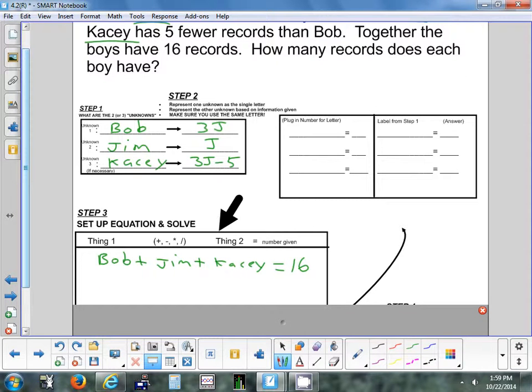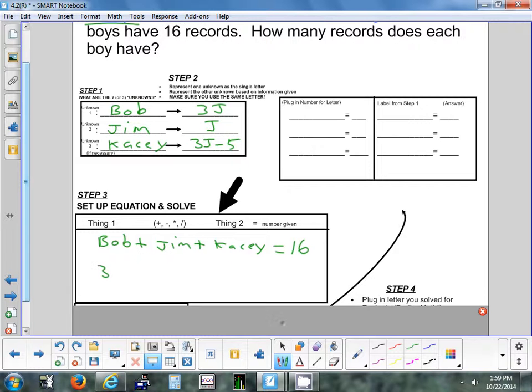Okay, how many does Bob have? 3J. How many does Jim have? J. How many does Casey have? 3J minus 5. And if we add up Bob, Jim, and Casey, what's the total? 16.